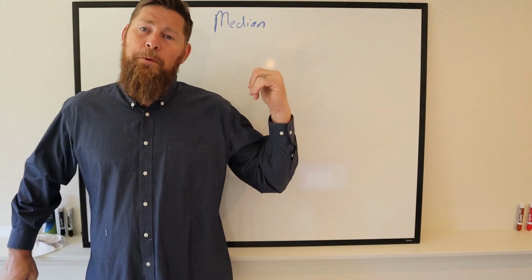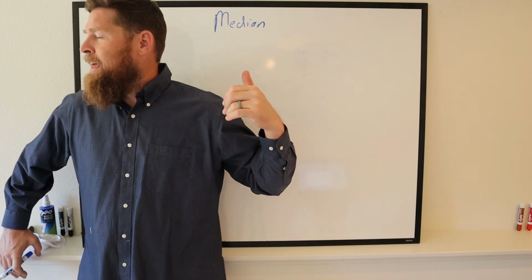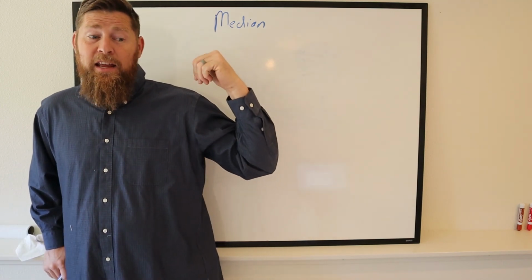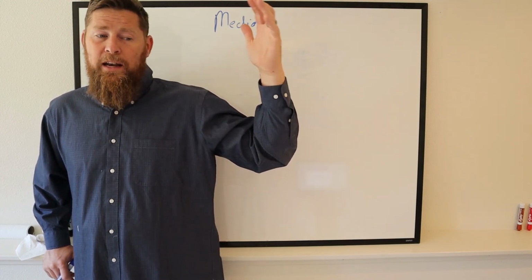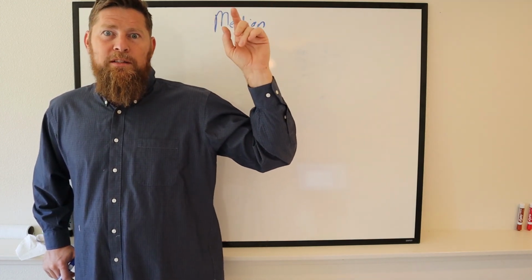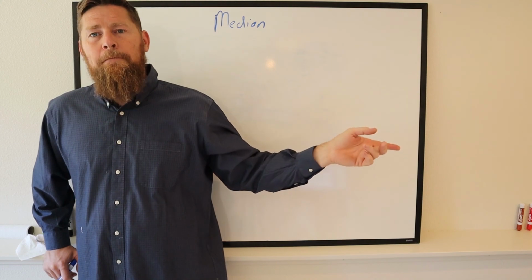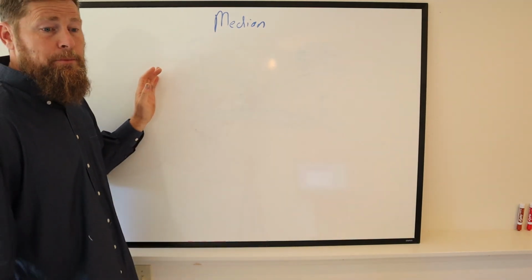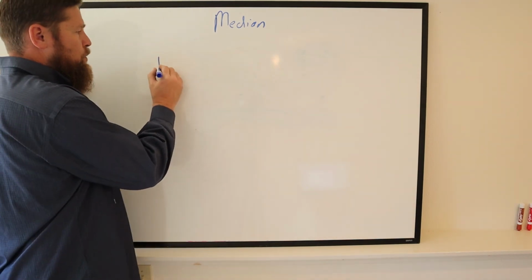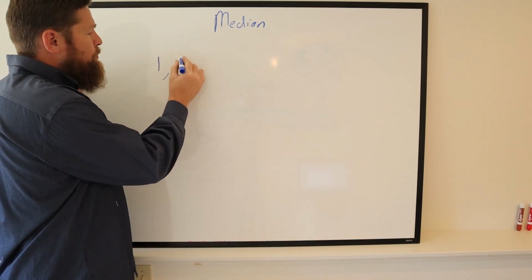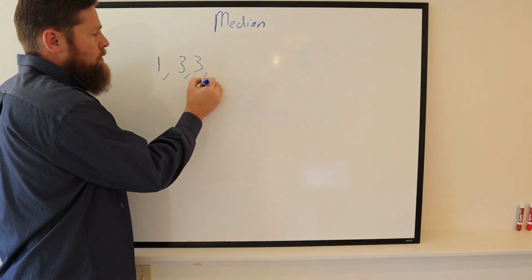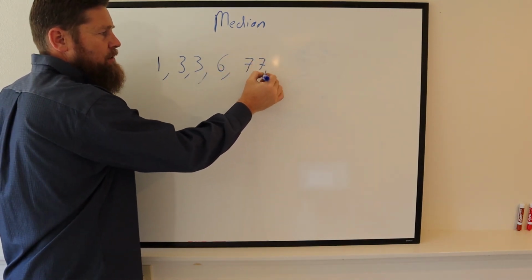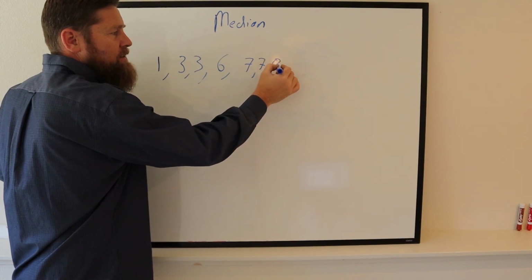Oftentimes when students screw up a median on a test, they take the data as was presented, right? So I just presented that data, 7, 8, 8, 7, 3, 1, 6, 9, 3, 8. I'm going to take that data now and I'm going to start with the lowest number, which was 1. So here's 1. And then we had 2 3s, if you remember that. And then we had 1 6. We had 2 7s. We had 3 8s.